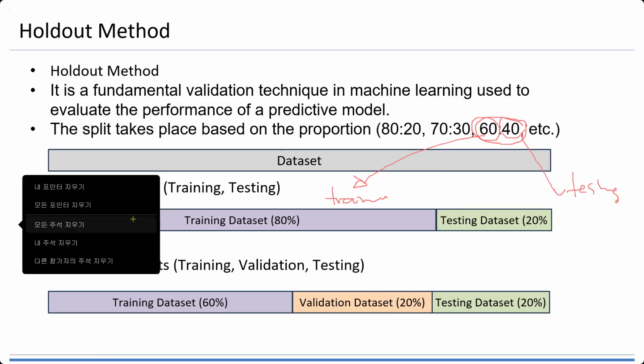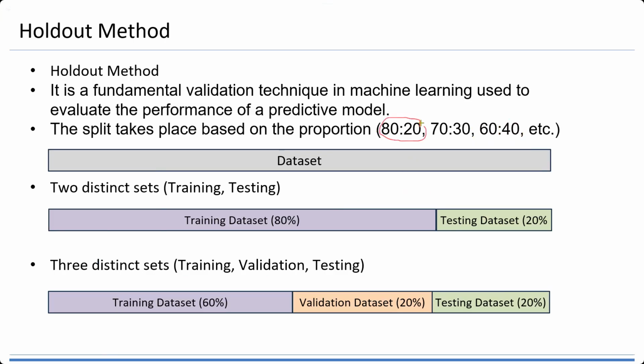Now the question is, when do we need to use 80-20? When do we need to use 70-30? When do we need to use 60-40? If the data is small, it is good to use 60-40.